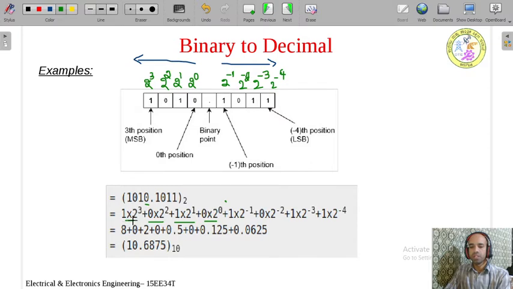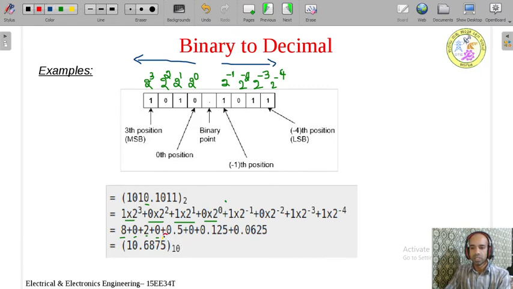Then you multiply all the values. What is 2 power 3? It is 8. 8 into 1 is 8. 2 power 2 is 4, but 0 is there here. 0 into anything is 0. 2 power 1 is 2. 2 into 1 is 2. 0 into anything is 0 and the binary point is available here. Remember, this is the binary point. We'll write it in another color. This is the binary point, we are having a red line.